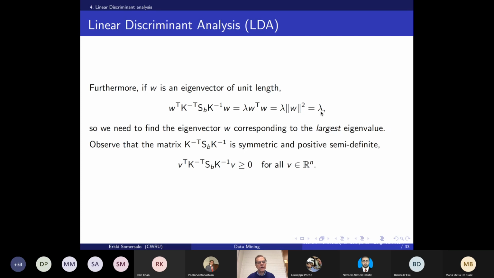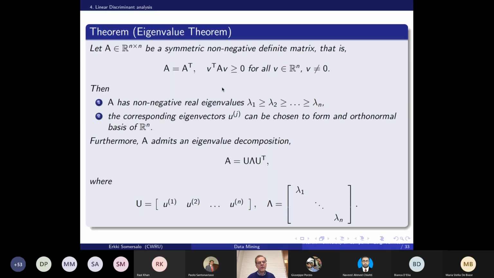And so what does it mean? It means that we are looking for an eigenvector W corresponding to the largest possible eigenvalue. And I'm ending today by showing you a basic result from linear algebra, and then next Tuesday we are continuing from here. I refer to it as the eigenvalue theorem. This will help us to understand what's going on.